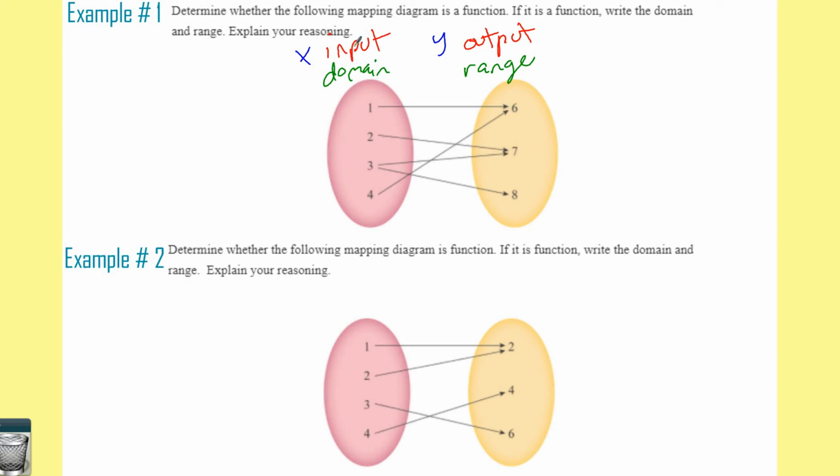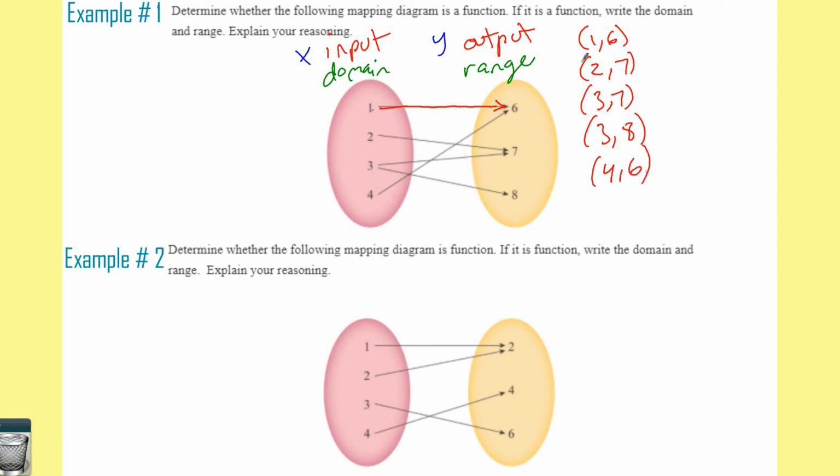Just so you understand what the mapping diagram is, this is how they organize their points through these lines. So you follow the direction. We input 1 and we get out 6. So that point would be 1, 6. Then the next line, 2, 7. Then the next ones, 3, 7, 3, 8, and 4, 6.